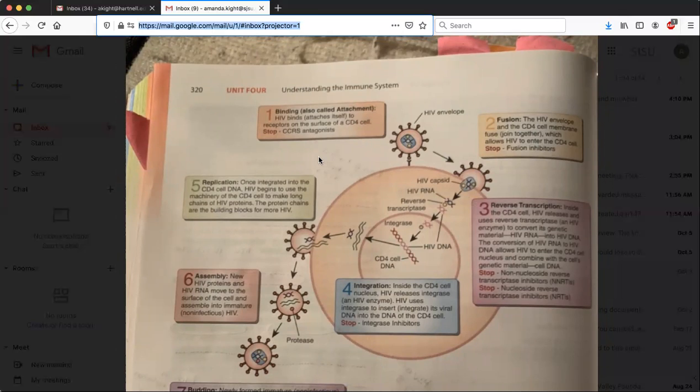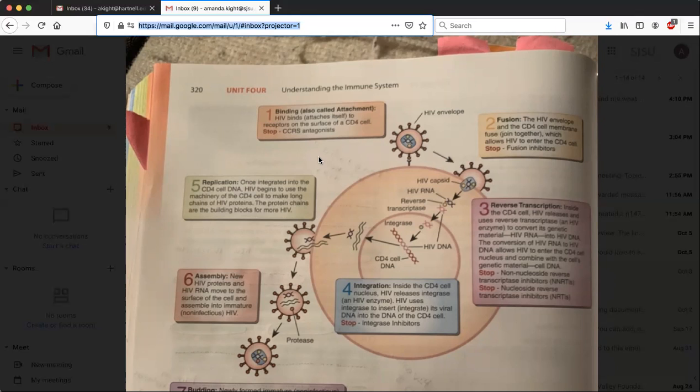So integration has to do with once the CD4 cell's nucleus is imposed with the HIV release, because remember, we talked about that enzyme. That enzyme is basically making it to where HIV can get into the nucleus of the CD4 cell. And if we remember from biology, the nucleus is a very important part of the cell. We do not want this. This is very, very dangerous, and it can cause a lot of havoc on the immune system and can cause HIV to grow at a very rapid rate. So we do not want this.